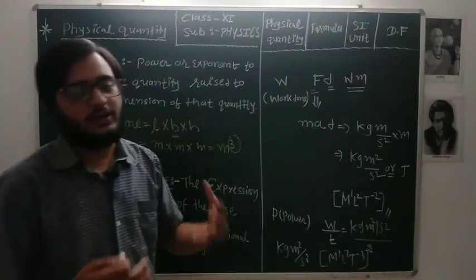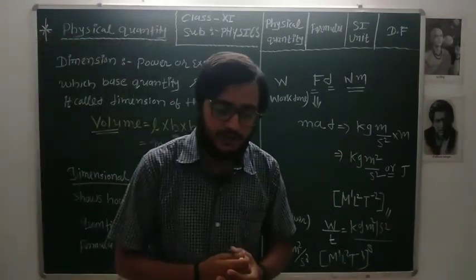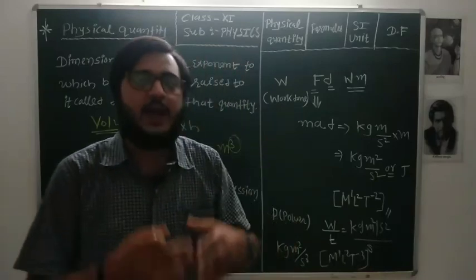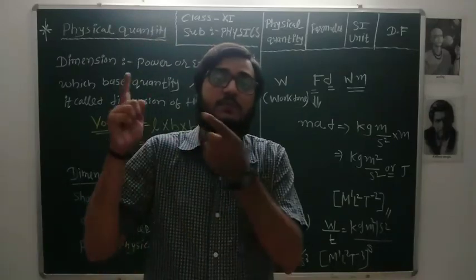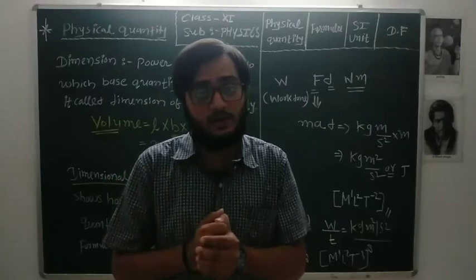So that's how we can define the different derived physical quantities, their dimensional formulas and their SI units from the 7 basic fundamental physical quantities.